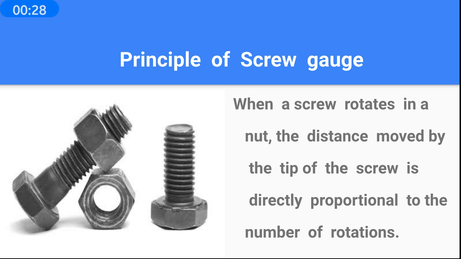So when you place the screw in a nut and when you rotate it, the distance moved by the tip of the screw and the number of rotations made by the screw both will be proportional. Supposing the number of rotations is equal to 1, the distance travelled by the tip of the screw also will be 1 division. So, both the distance and the number will be proportional to each other. Is it clear? So, when a screw rotates in a nut, the distance moved by the tip of the screw is directly proportional to the number of rotations.